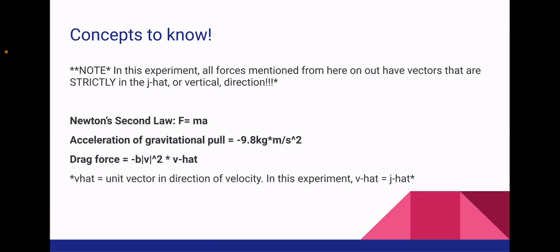The acceleration from gravitational pull specifically is 9.8 meters per second squared. I shouldn't have put a kilograms there, my bad. And the drag force is associated with a negative constant times the magnitude of the velocity of the object times the unit vector of that velocity's direction.